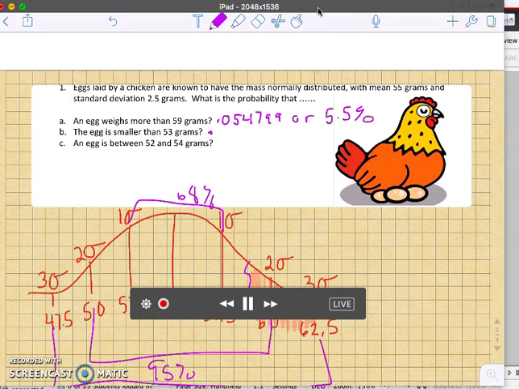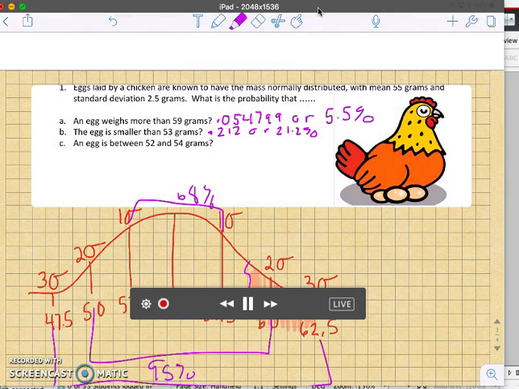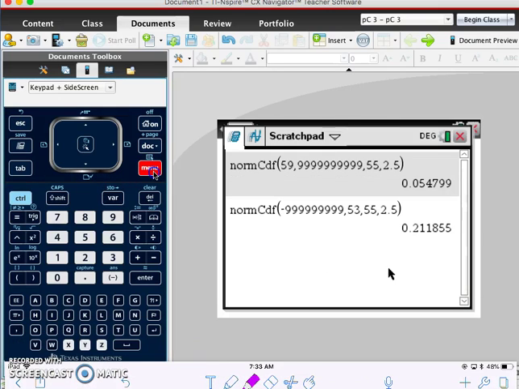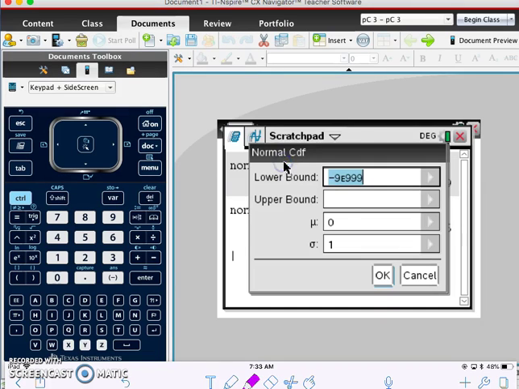So 0.212, or about 21.2%. And if we look at our graph here, if we wanted to find where 53 is, well, 53 is right here. So we would have below that. And then between 52 and 54, so we go Menu, Stats, Distributions, Normal CDF.